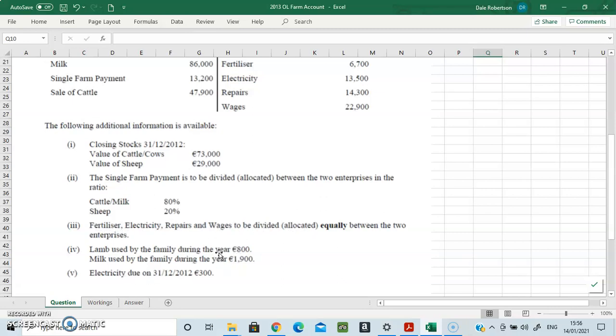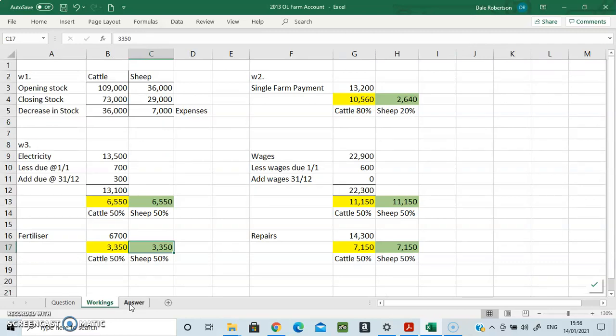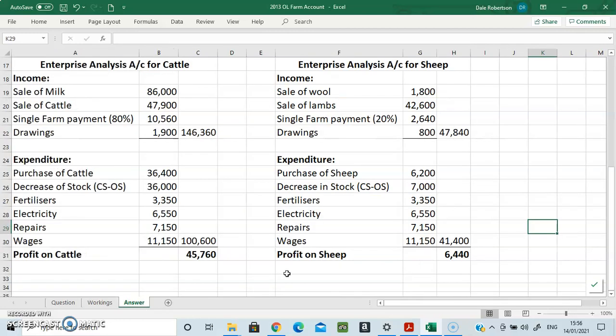The drawings of lamb and milk I'll speak about when we get to the answer, but those are essentially extra sales, so we're going to include them as incomes. I'll explain that when we get to it. So that's all of the workings completed, and therefore it's safe for us to have a look at the question.